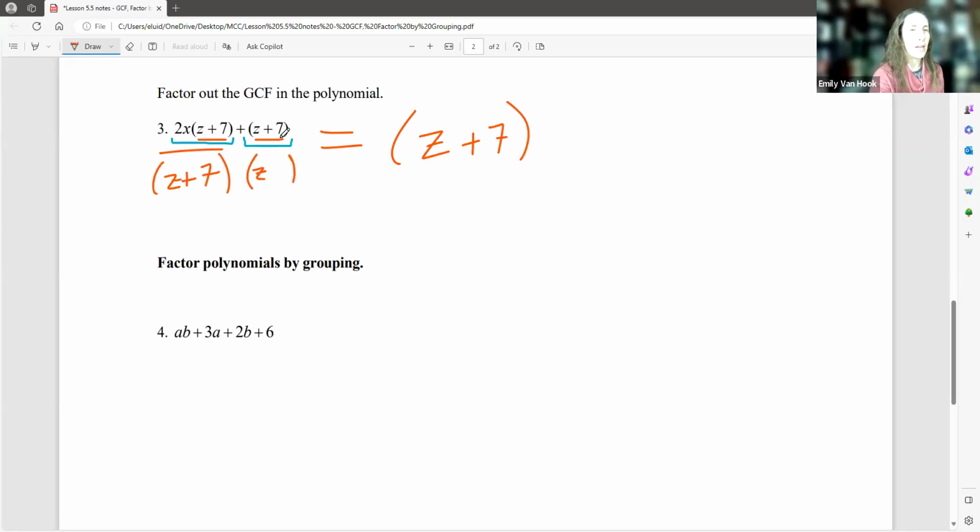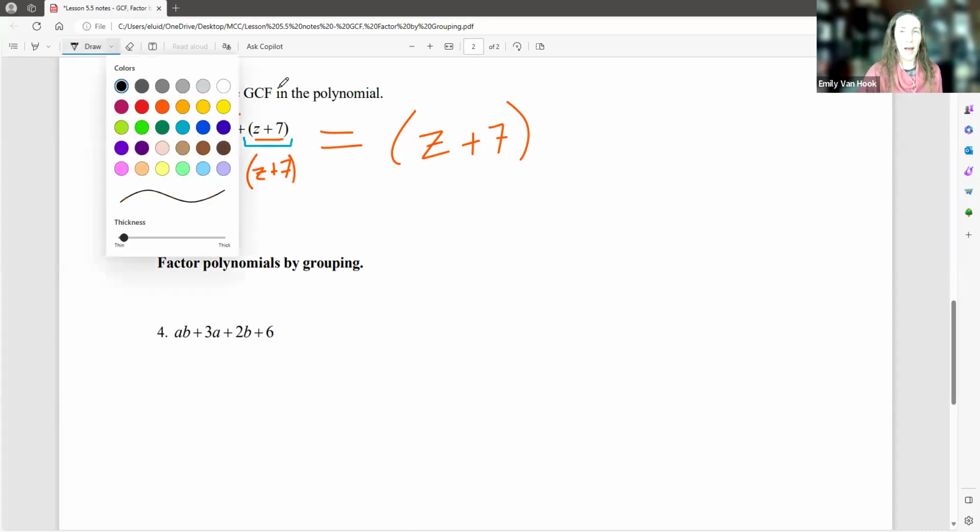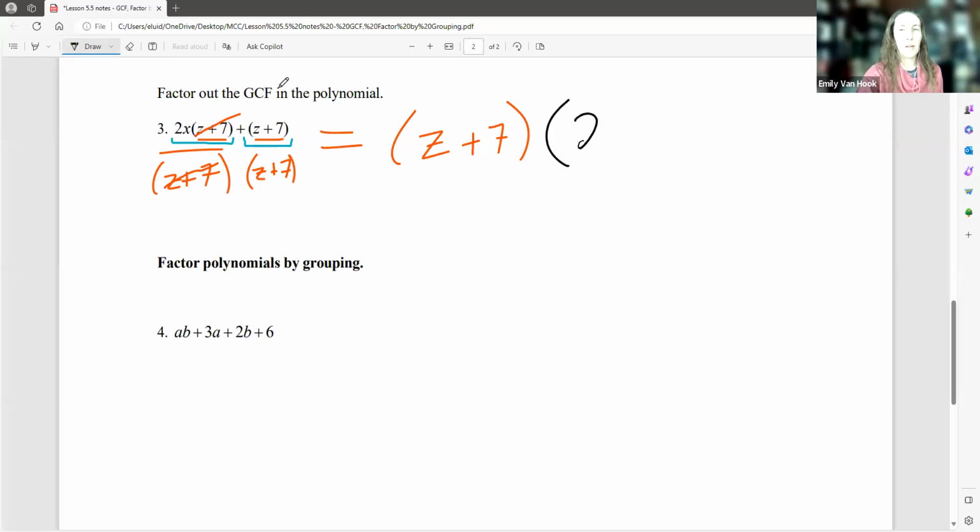We're dividing each of those groups by z plus 7. The z plus 7 cancels. Let's see what's left over. So in our first group, we have the 2x left over, plus in the second group, it again kind of feels like we have, I'm using quotes, "nothing" left over because we're crossing everything out. But remember, when we cancel out common factors, we are actually left with a 1.